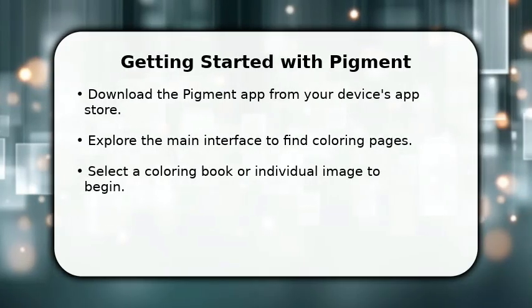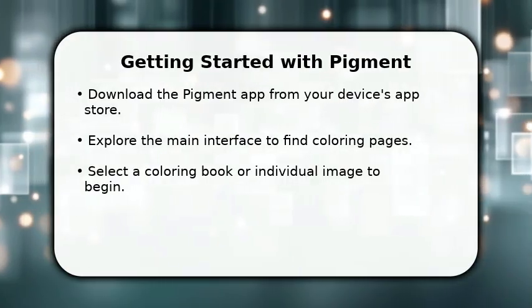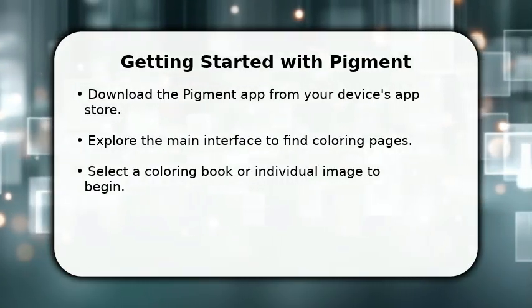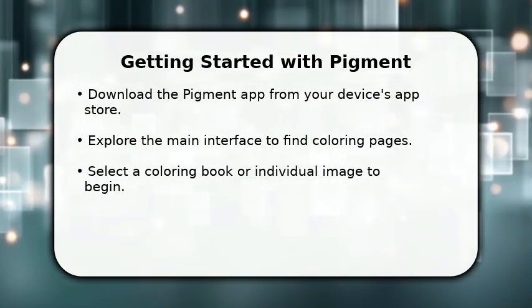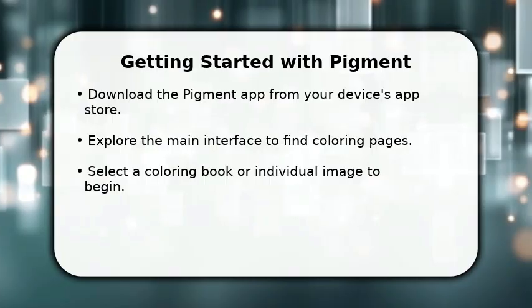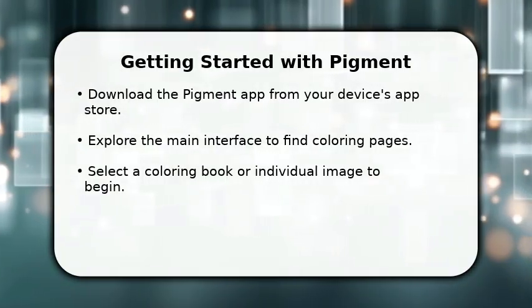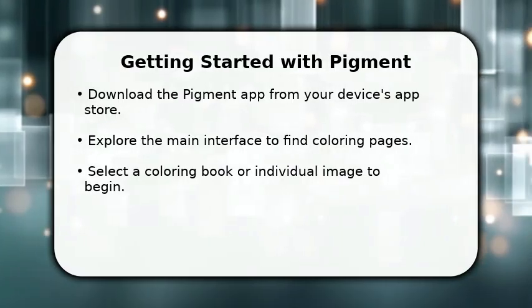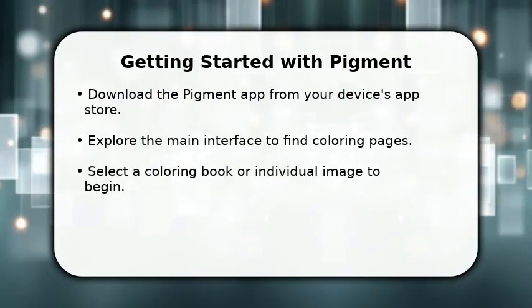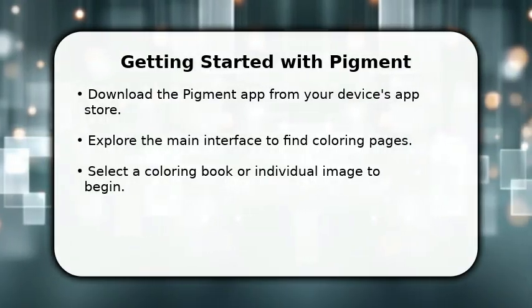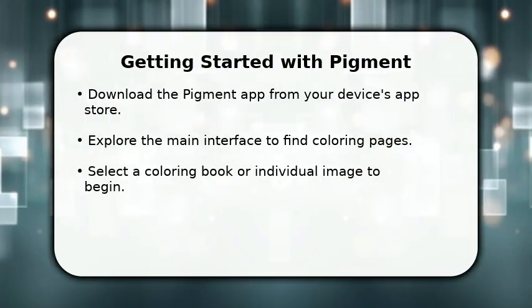In this video, I will explain how to use the Pigment app. First, download the app from your device's app store. Once installed, open it up and you'll see the main interface. This is where you can browse through a vast collection of coloring pages and books. Take a moment to explore the categories and find something that sparks your creativity. Then, simply tap on an image or book to open it and start your coloring journey.